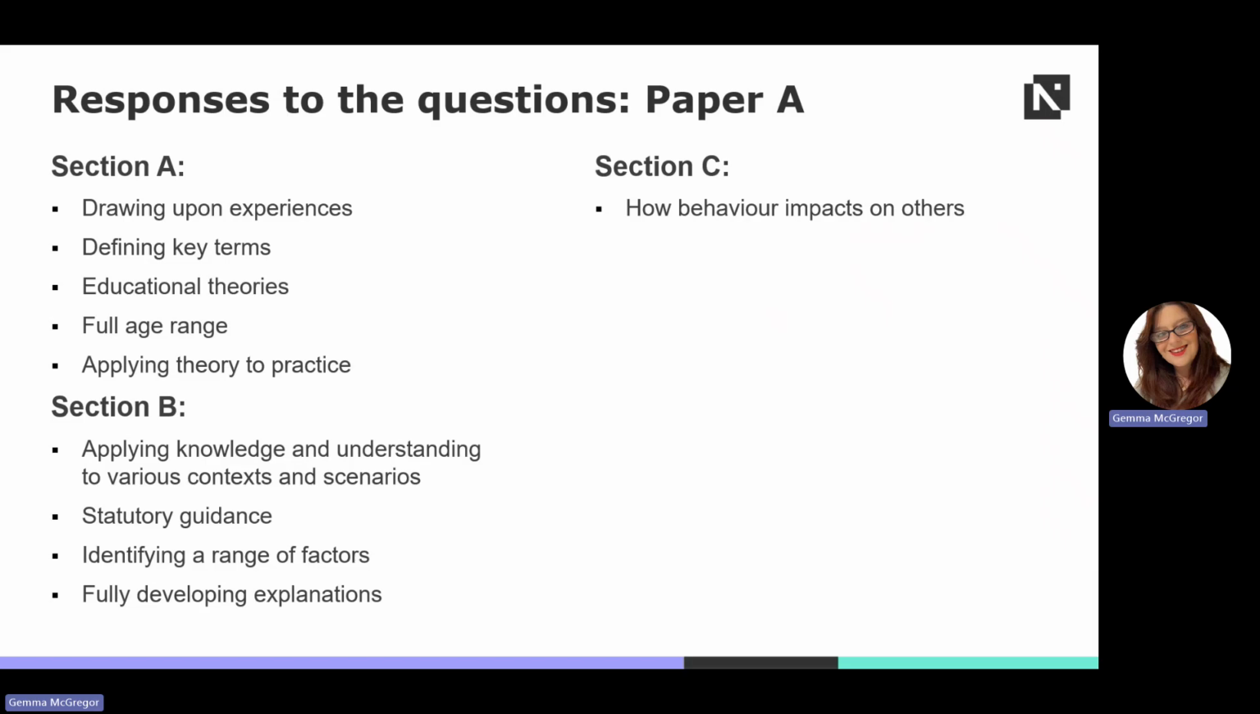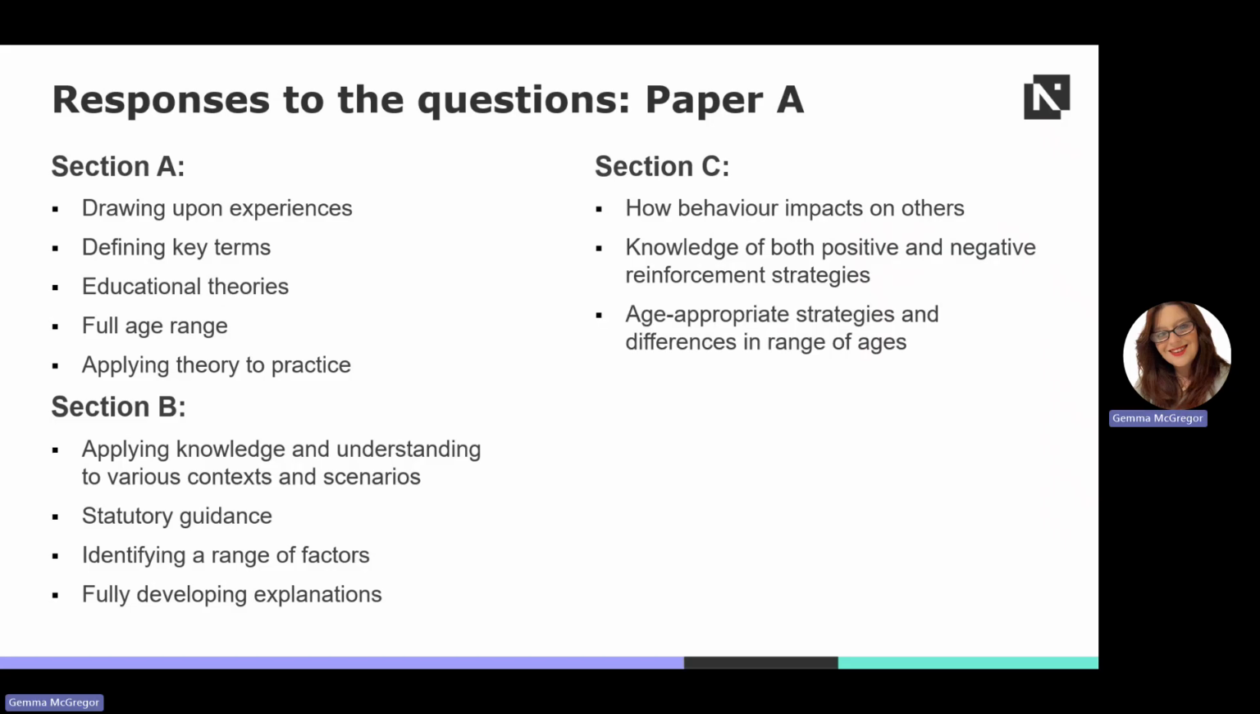Section C relates to behaviour, and the Chief Examiner acknowledged a sound understanding of behaviour and how it impacted on others. The main challenge here was that many students focused on negative reinforcement strategies, so please encourage students to also consider which positive strategies would be appropriate too. And also what type of strategy would be appropriate for use at different ages, and how effective modelling positive behaviour can be. And not only rewarding positive behaviour, how can they promote positive behaviour in a range of ways?